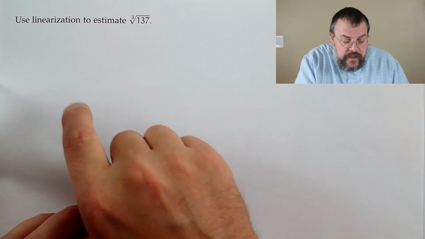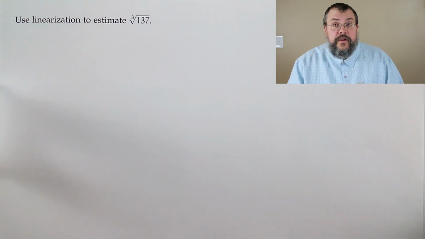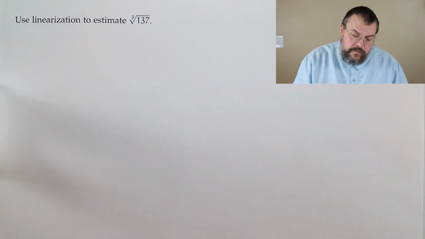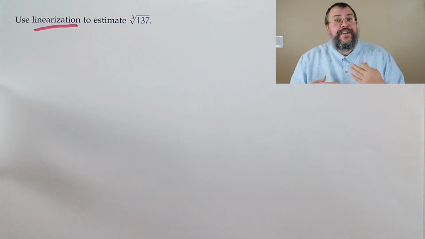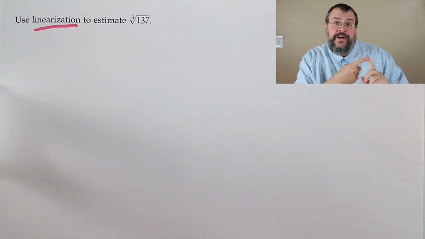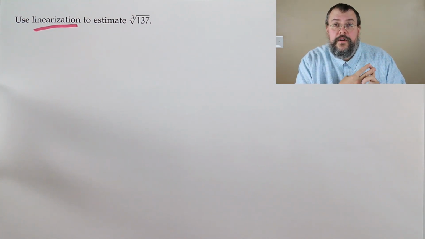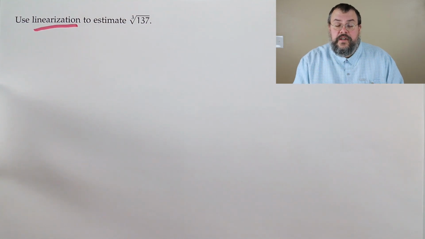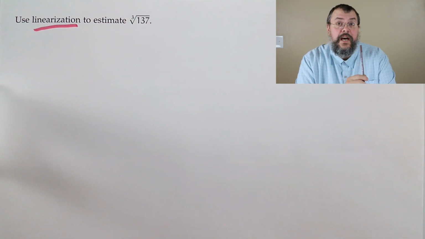The first problem: use linearization to estimate the cube root of 137. Well, we know we're going to do linearization. That's good. But you notice there's some things that are kind of missing here. It says use linearization to estimate this value, but they didn't tell us what the function was, and they didn't tell us what our point of tangency was. Because remember, the linearization is really just a fancy way of saying tangent line. So that means we have to come up with something.